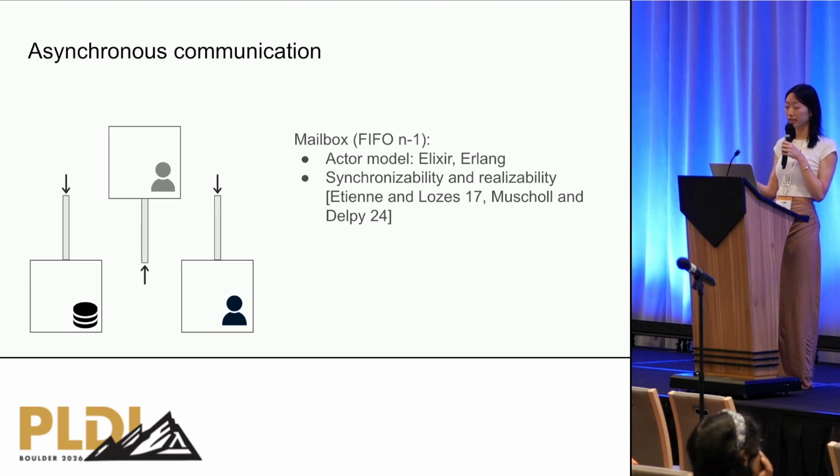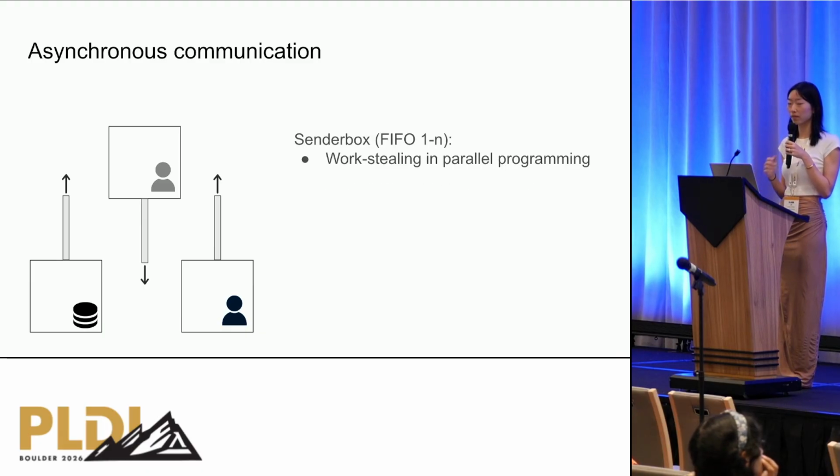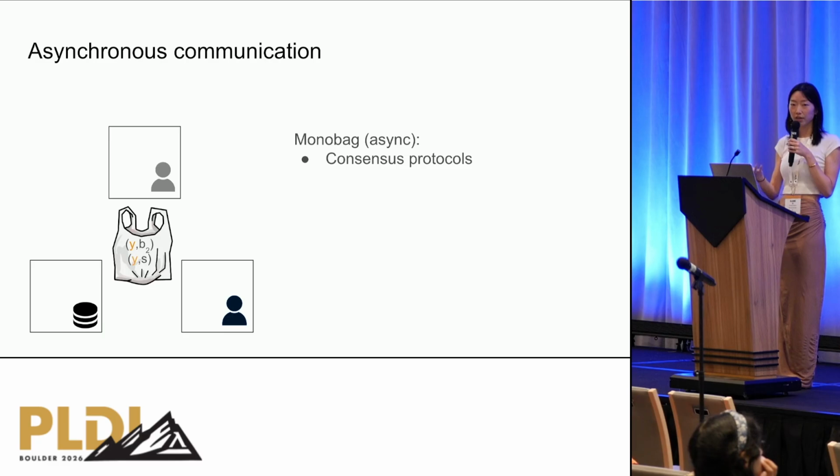This is implemented in actor-based programming languages like Elixir and Erlang, and decision problems like synchronizability have been studied specifically for this model. The dual of mailbox is senderbox, in which all outgoing messages from a participant are buffered into the same FIFO queue. This can be found in work-stealing paradigms in parallel programming. Another common network model is what we call a mono bag.